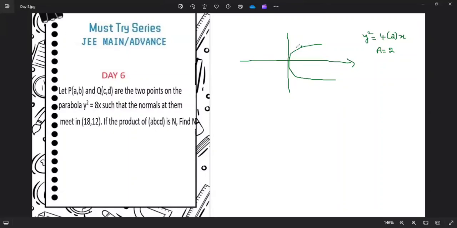From two points (a, b) and (c, d), normals are being drawn and they intersect at some other point, (18, 12). So I wish to introduce the parametric form. A t1 square, 2 A t1, let this be the one point. And A t2 square, 2 A t2 be the other point.